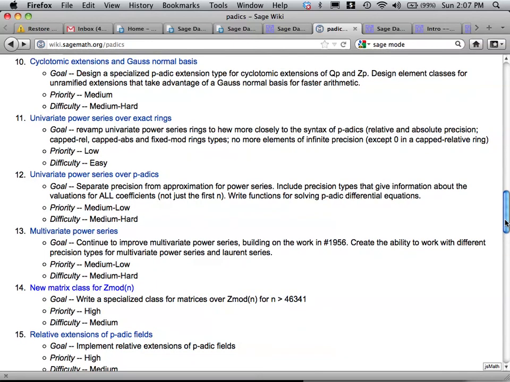Cyclotomic extensions. Right now, for Sage number fields, there's a special class for cyclotomic extensions. And it would be nice to have a p-adic analog that dealt with that better, because they come up a lot in number theory, and we'd like to be able to handle them well.